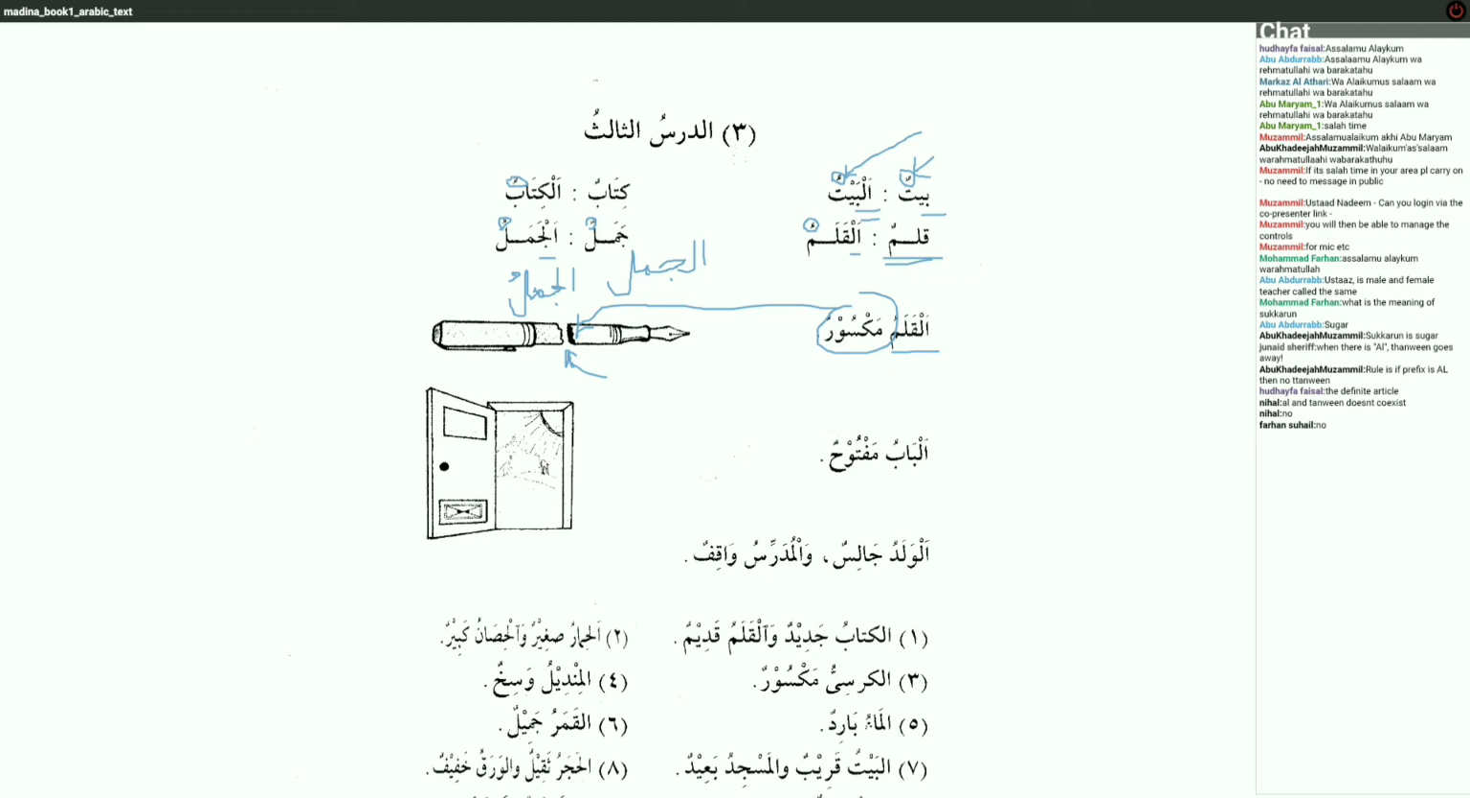Another example. Al-babu. What is this? What is this? Give me a hand, please, brothers. What is this? Abu Abdul Rabb. What is this? This is a door. Well done. This is a door.